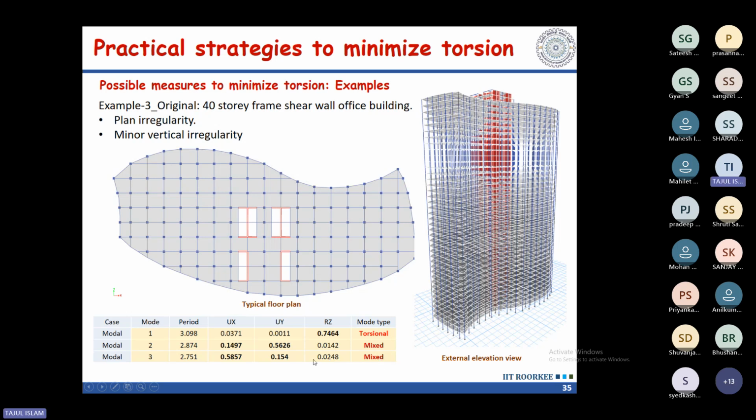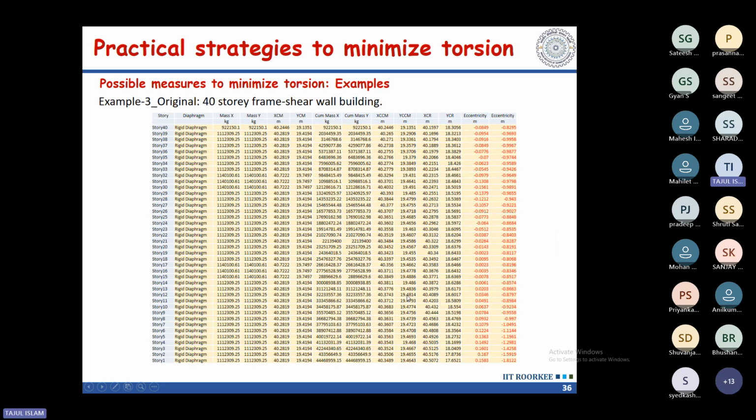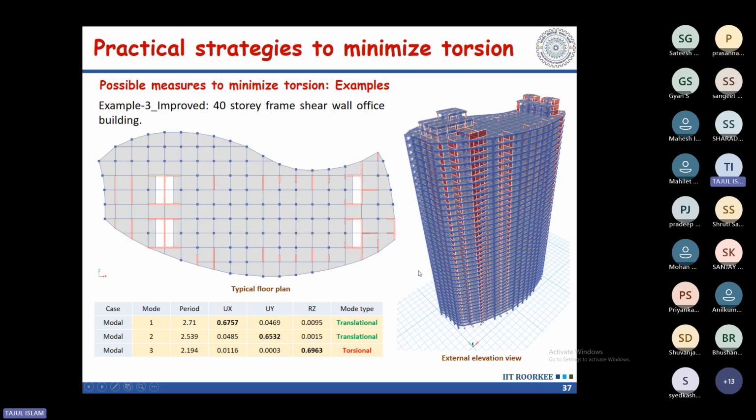So our objective should be to improve this structure to get the translational mode in the first two modes. That is what we are going to do. And before going to that, again, you have the eccentricity calculated here. And then we have the improved structure. This is the final configuration of your improved structure.